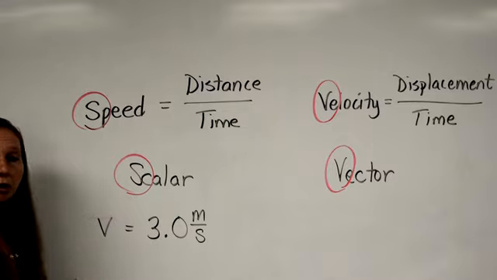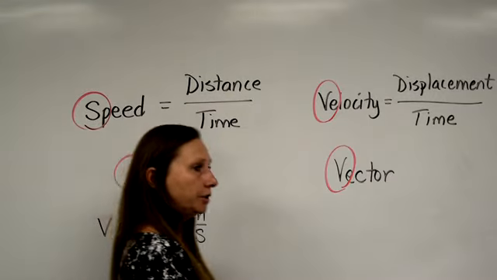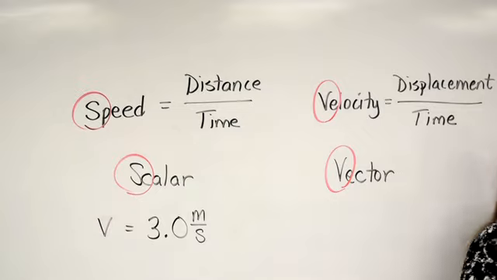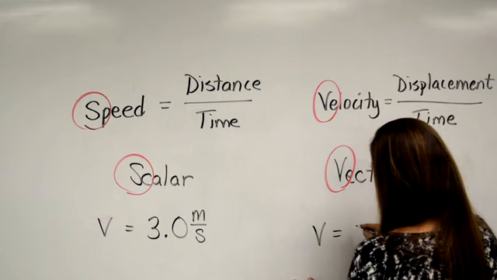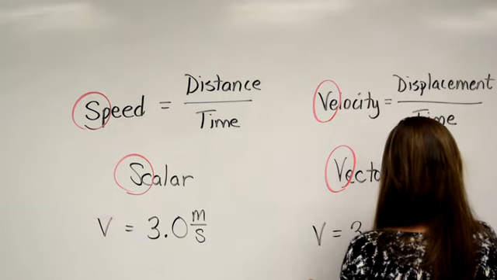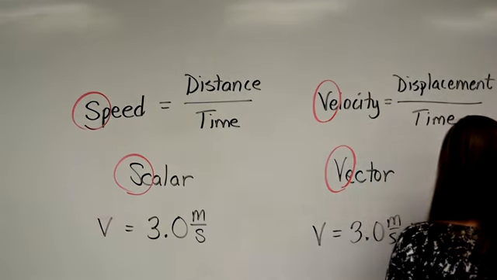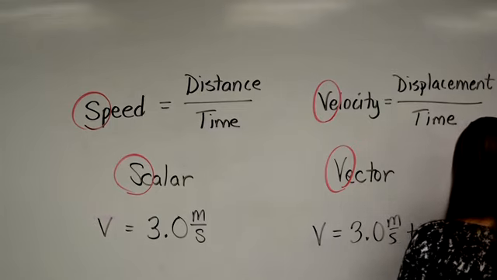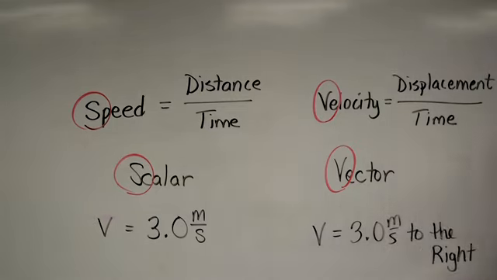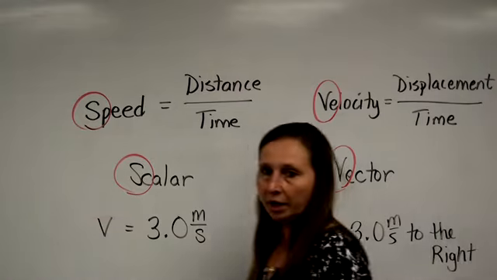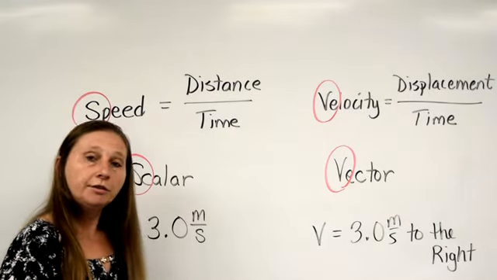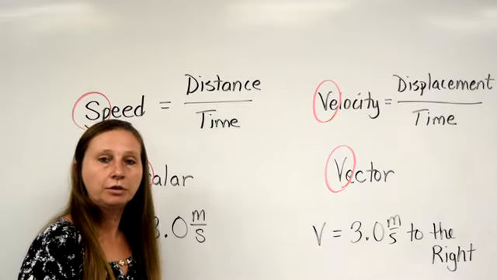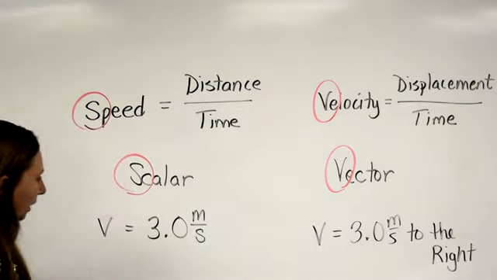But if I were to state what my velocity was in that direction, it could still be 3 meters per second, but I would have to say the direction that I'm going. I could say to the right. So my velocity in that case would be 3 meters per second to the right. Other directions could be east, could be north. If you want to go in a negative direction, it could be to the left, it could be south, it could be down. All right?